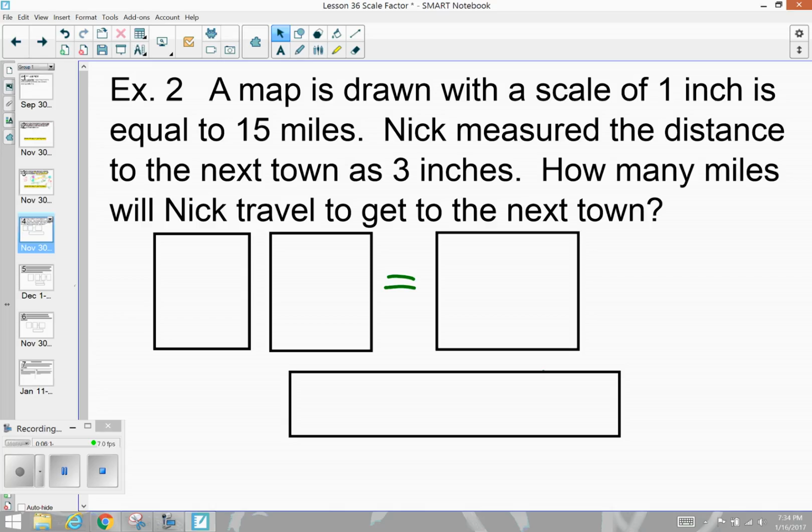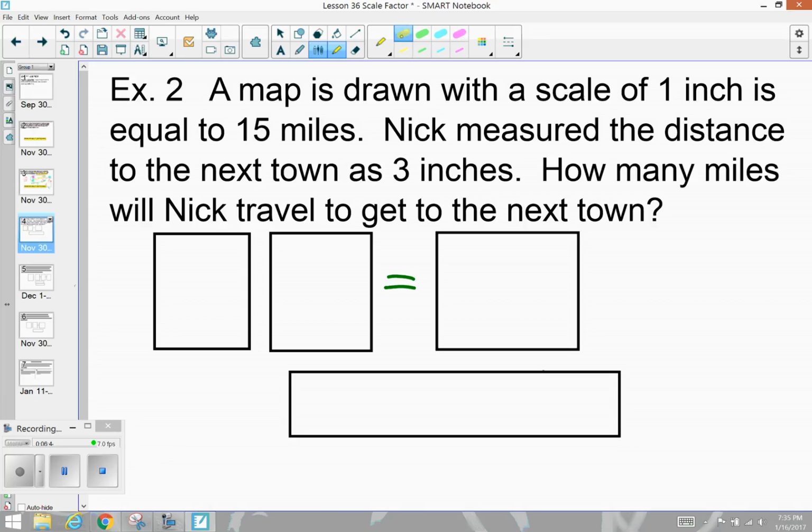Even on our GPS, on our phones or on our devices, or even in your car, they use a scale to figure out the distance. Okay, so let's look at this. A map is drawn with a scale of 1 inch that's equal to 15 miles. Nick measured the distance between the next town as 3 inches. So from where he is to the next town. He wants to know how many miles will it take him to travel to get to that next town.